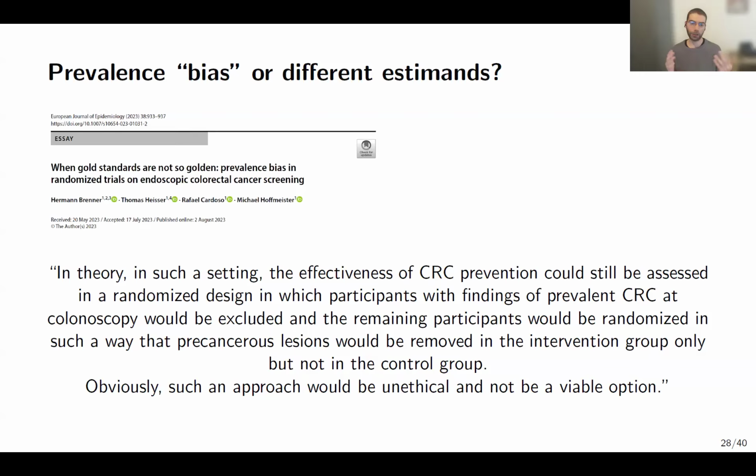We hear a lot about how target trials can help us reason about research questions, and I think this is a good example. Here, Brenner and colleagues describe a hypothetical trial in which you take your population of interest, look at who has colorectal cancer and who doesn't, exclude the individuals who have colorectal cancer, and only those who don't have colorectal cancer you randomize to either screening colonoscopy or not. Obviously, as the authors say, this approach is both unethical and unfeasible. But it gives an idea of what the problem is that they have with the study.